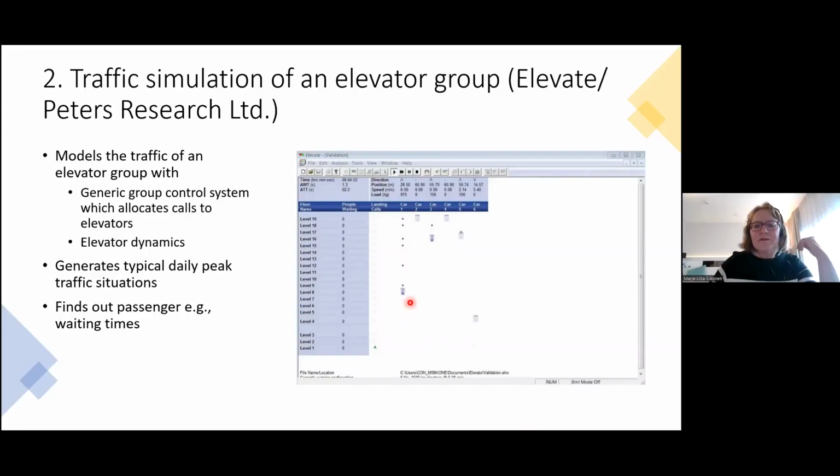The elevators are here. So when a passenger arrives at a floor, he gives a landing call, and then there is a control system that allocates this landing call to the best car in the group. And in this simulator, we can generate daily traffic peaks to find out how well this elevator group can handle the situation and what the passenger waiting times are.